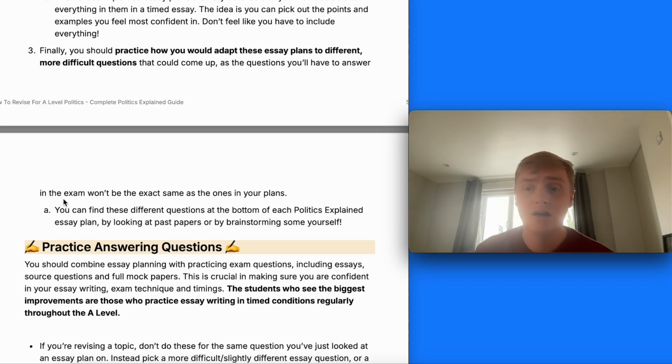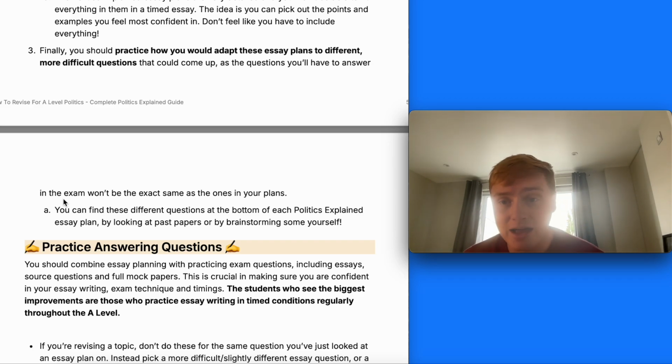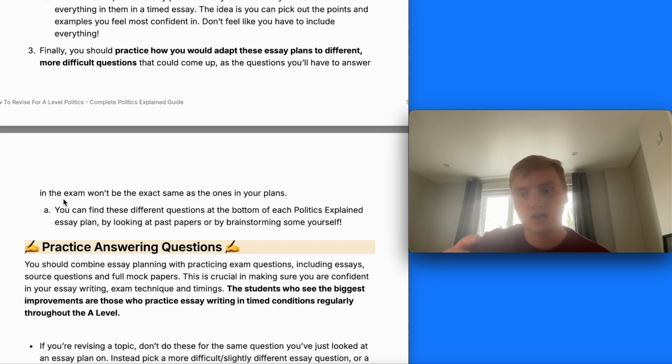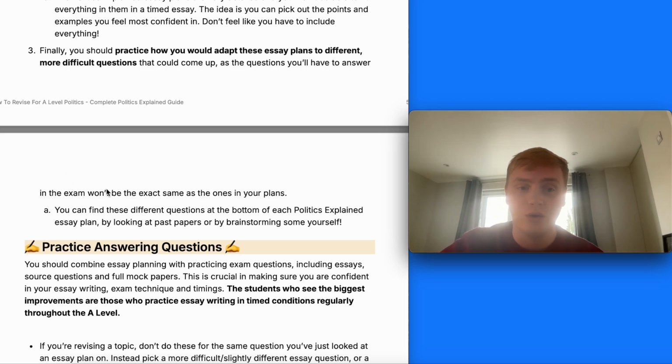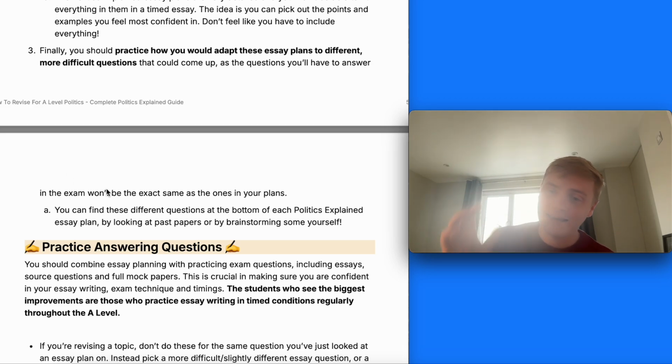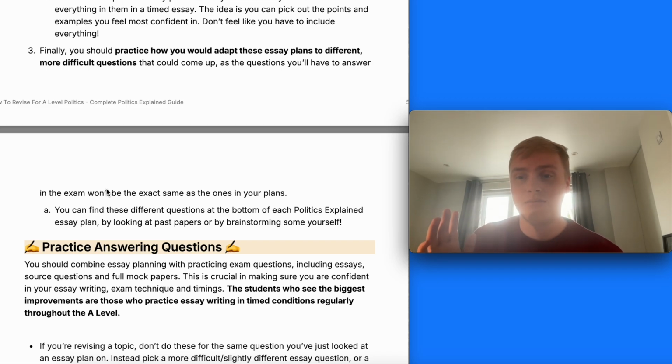Say I've revised a couple of questions on electoral systems, one being evaluate the view that first past the post should be scrapped, and one being evaluate the view that first past the post isn't the most effective electoral system in use in the UK. I might then look through some past papers or look at the bottom of those plans to find a more difficult question to practice, to see how I would do this one. And force yourself to, because that's what you're going to be doing in the exam. Often it is going to be slightly different, more difficult questions that you're going to need to answer. So that's essay plans, again, with the key principle of don't just read through them, but use them, force yourself to practice them, and effectively do what you're going to be doing in the exam.